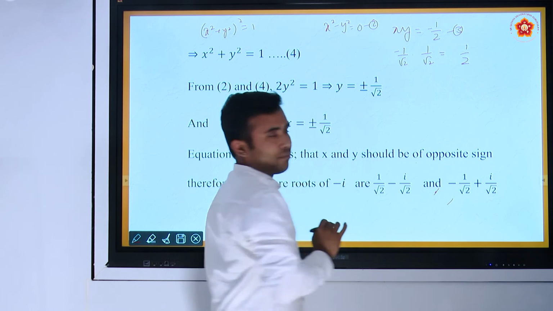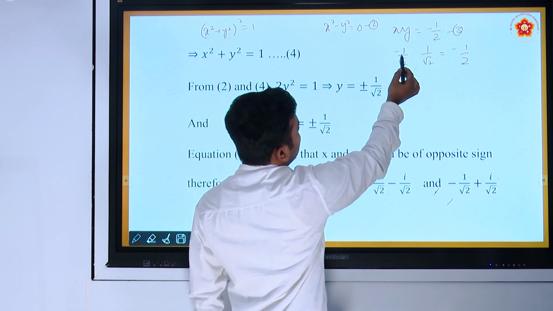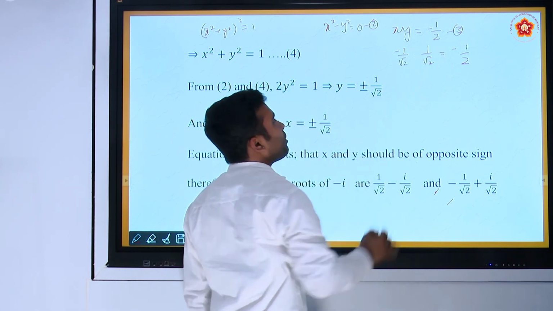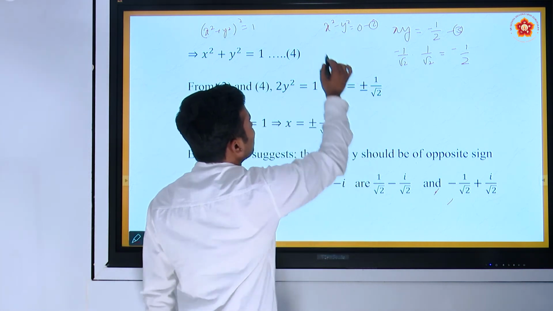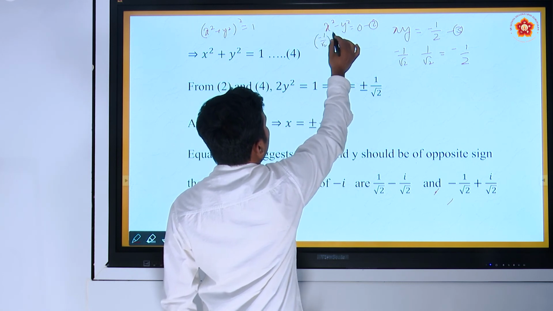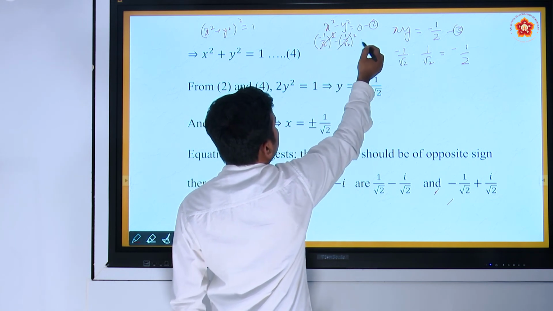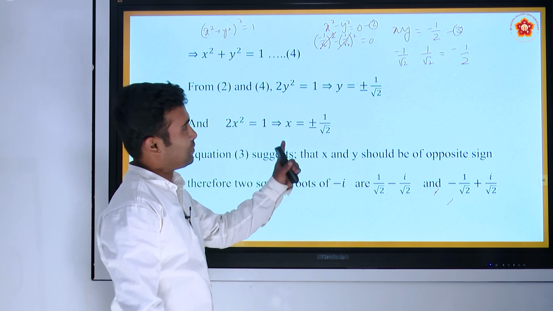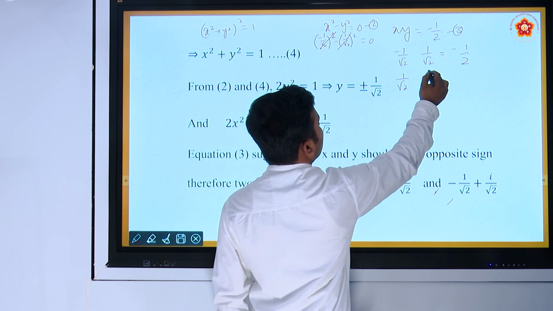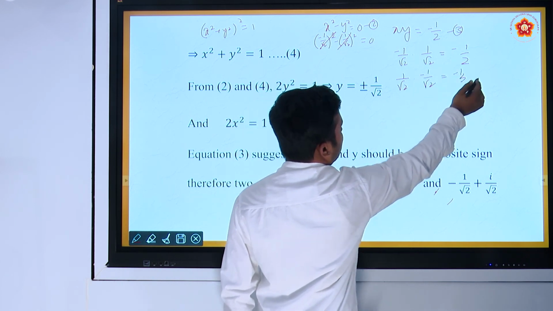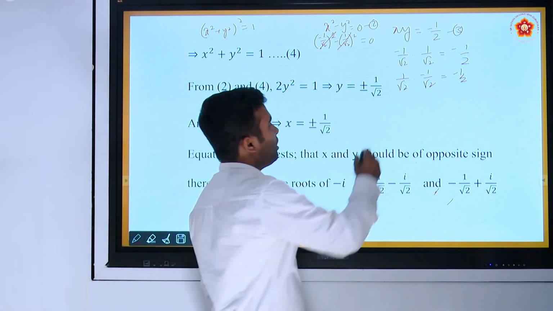If I take negative, this is negative. So now the value of x is minus 1 by root 2 and the value of y is plus 1 by root 2, and this satisfies the equation. See, if I substitute minus 1 by root 2 whole square minus 1 by root 2 whole square is equal to what? This and this cancel, you will get 0, hence that equation is satisfied. Another way of choosing is 1 by root 2 into minus 1 by root 2, which is equal to minus 1 by 2.